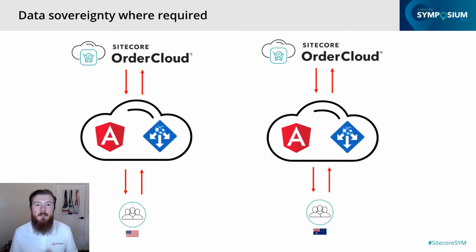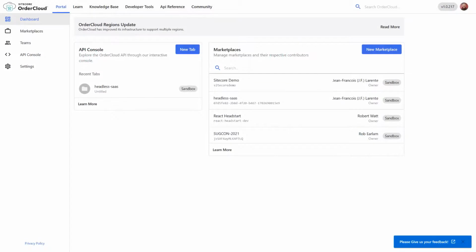So what I want to do now is just show you a quick demo showing how easy it is to go and stand up a new OrderCloud marketplace in a specific region of your choosing. Okay, so I've loaded up Sitecore's OrderCloud. And when you first log in, this is the view you're going to be greeted with. If we look at the data displayed here, we can see I have some marketplaces already existing from previous projects, but I need to create a new one now. I need to create one based in the Australian data center that allows us to adhere to those data sovereignty laws we've been talking about.